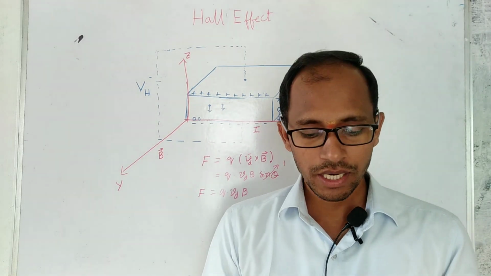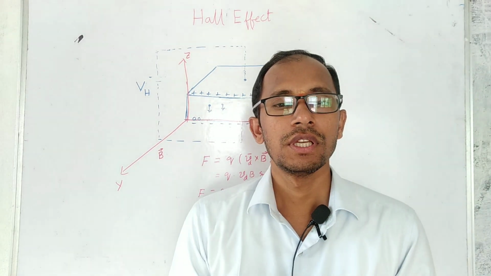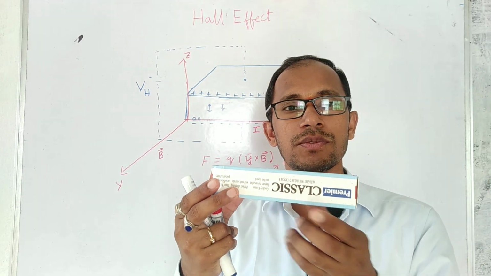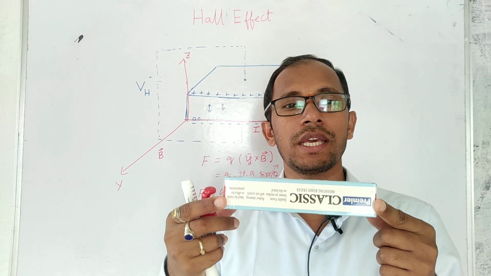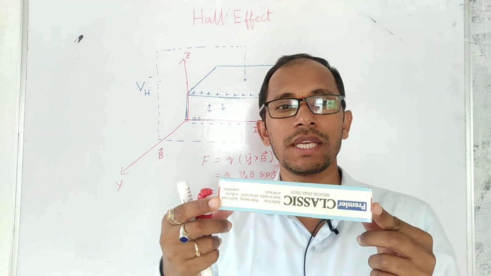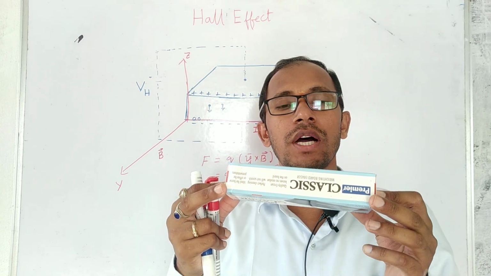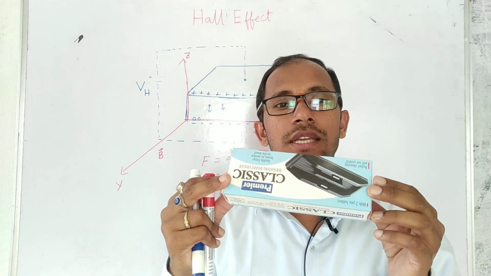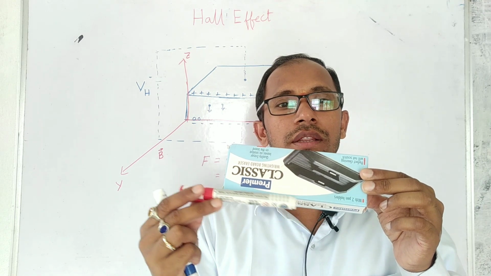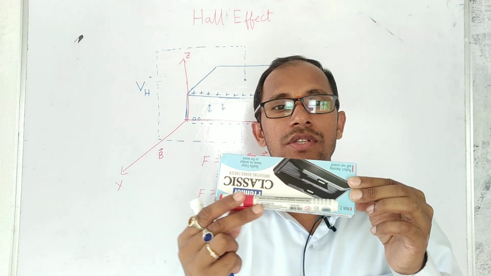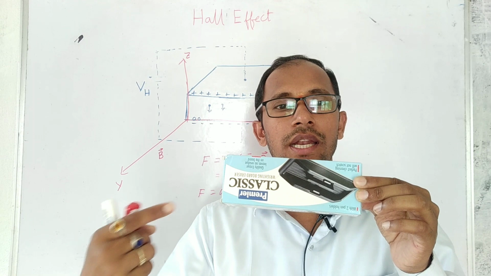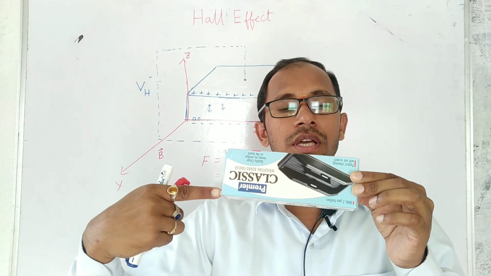So let's say, to give the same thing, let us see this one. You take a conductor, a metal piece, something like a rectangular metal piece like this. Now in this direction you apply a current.